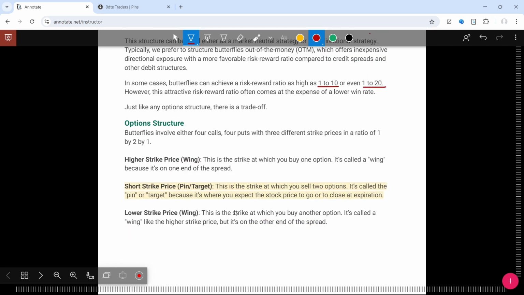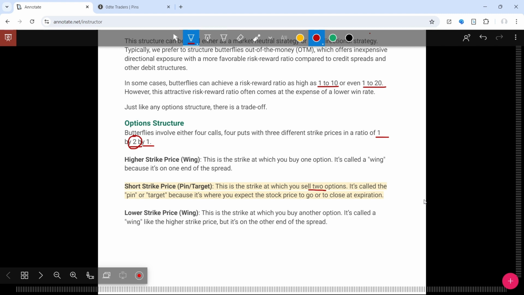Now, a little bit more on the structure of the trade. Butterflies involve either 4 calls or 4 puts with 3 different strike prices in a ratio of 1 by 2 by 1. Now, we always want to start with the 2. Okay, this is the most important. And this is essentially our short strike. Okay, so we are selling these options, and we are selling 2 of them. And this is often called the pin or the target because this is where we expect the market to go, right, as in a target, or where it may close at option expiration.